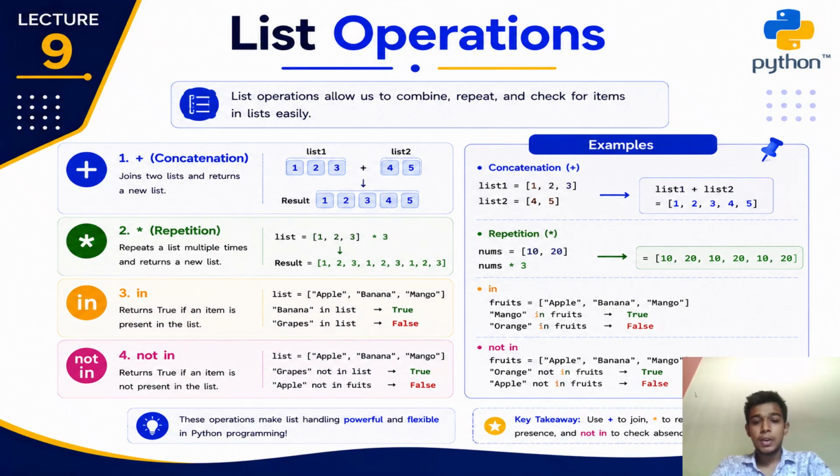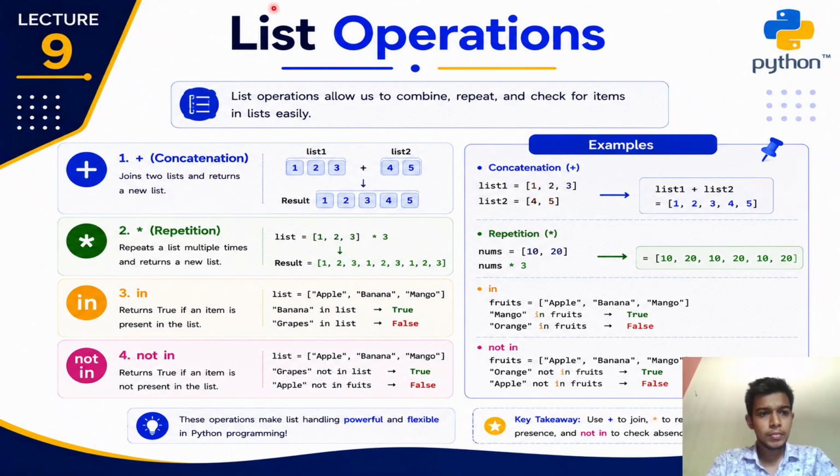Python provides several operators that make working with lists very easy. In the given slide, we will learn four commonly used list operations. First one is concatenation, second is repetition, third one is in, and the fourth one is not in. Now, the first one, concatenation. The first operation is concatenation, which uses the plus operator. It simply means joining two or more lists together.